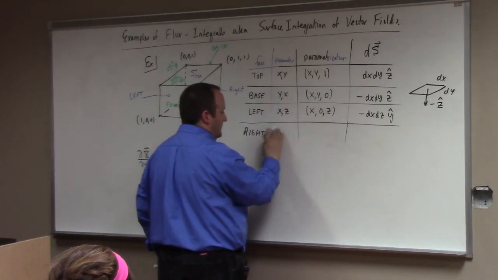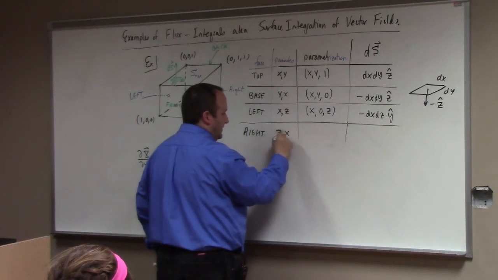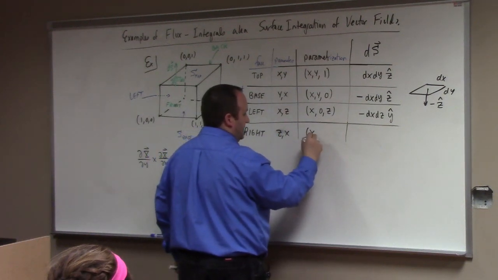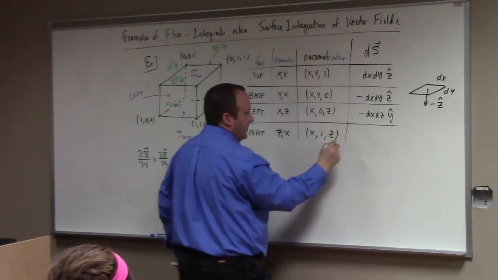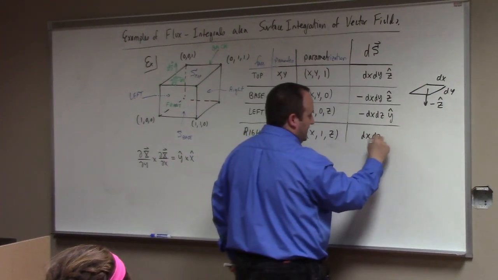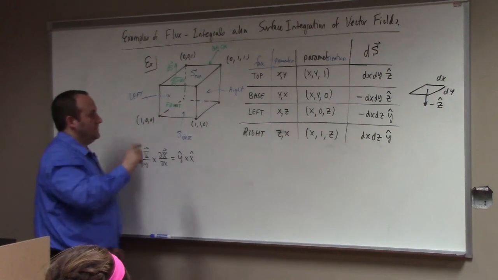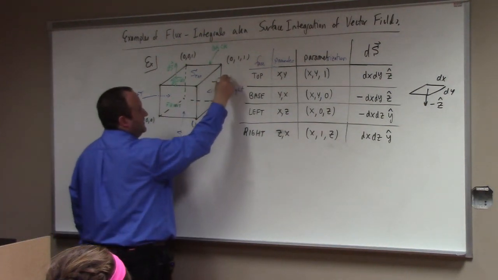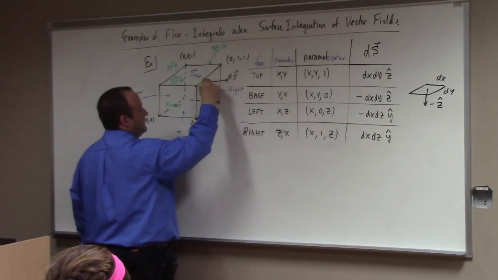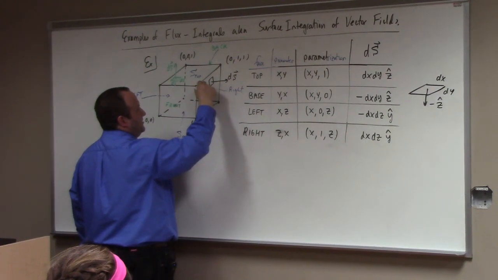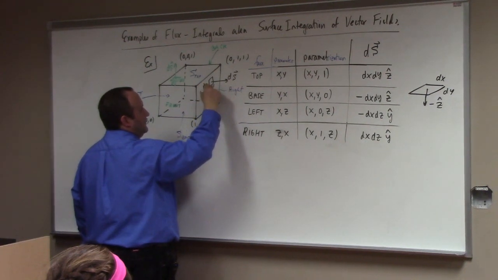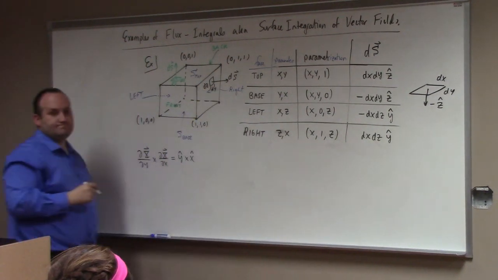We again use, this time we'll use z and x. And again, x, 1, z. This time it's dx, dz, y hat. No minus this time, because this is what ds looks like outward pointing here, right? Little dz here, little dx there.